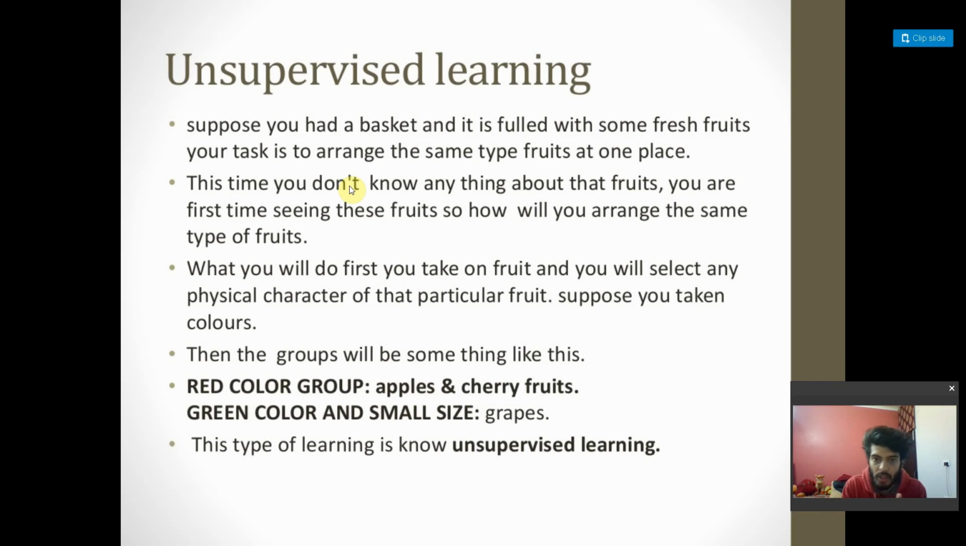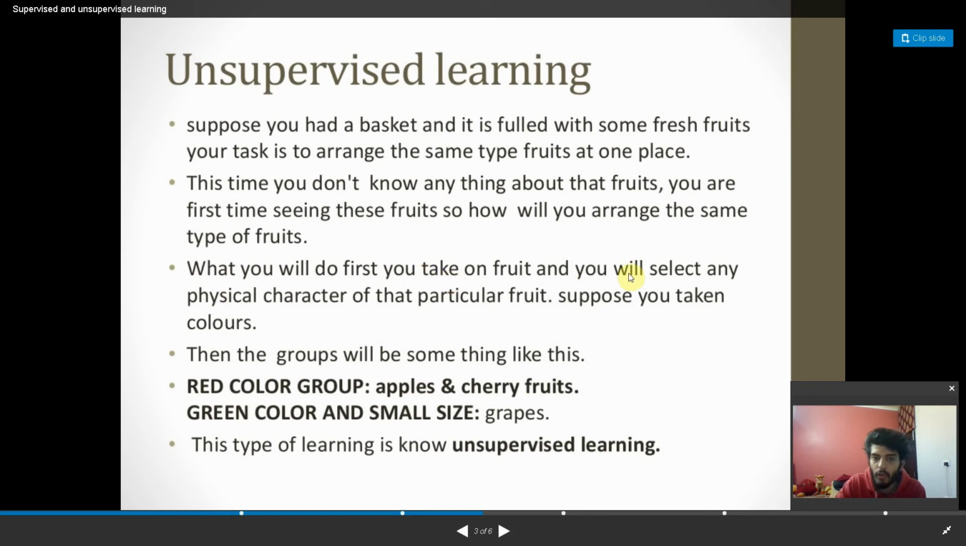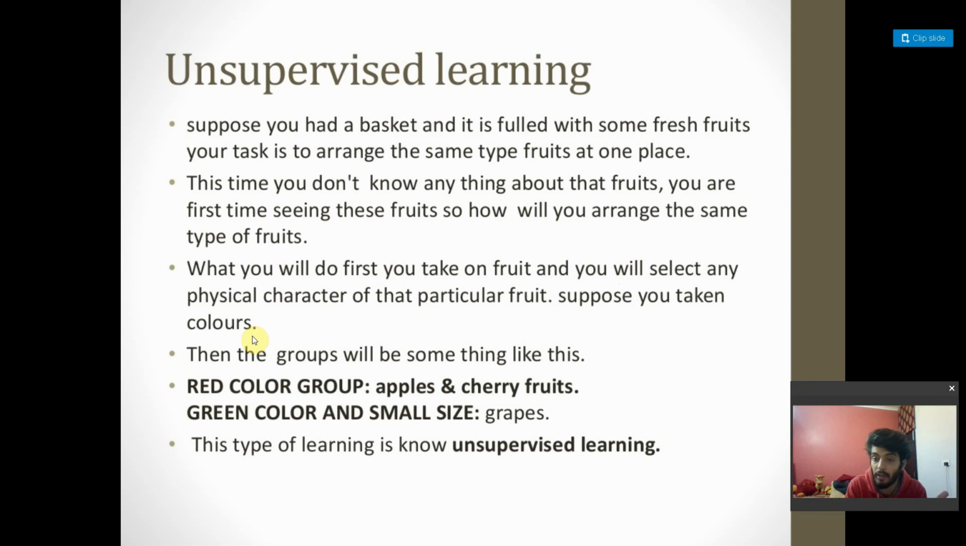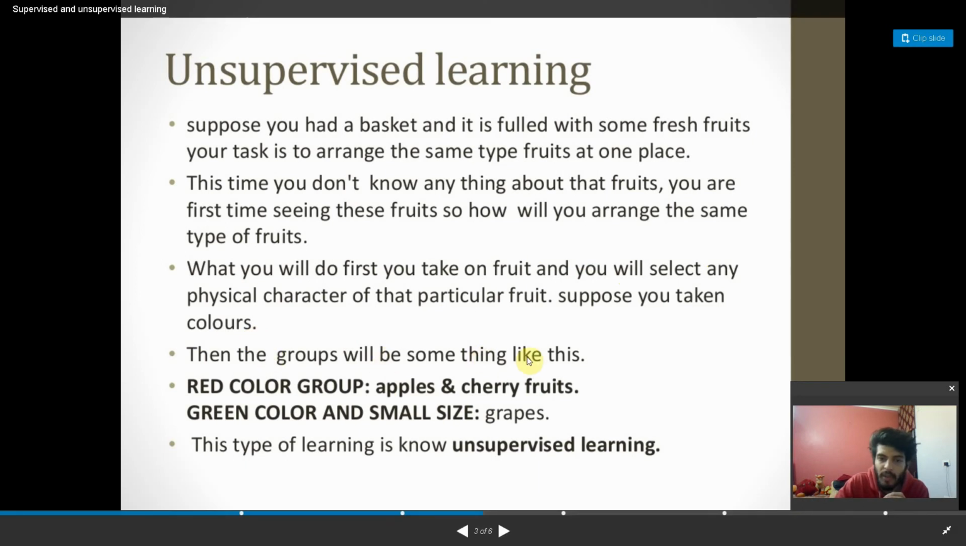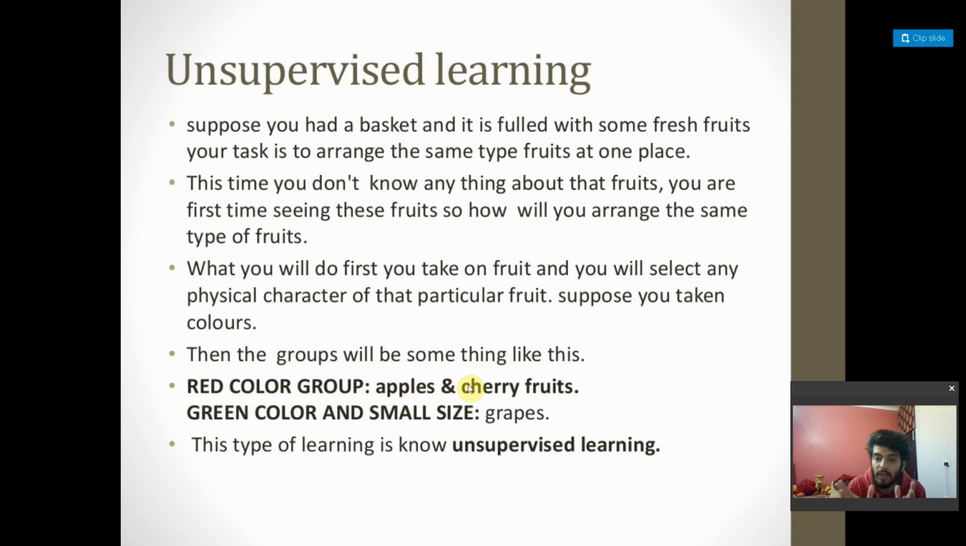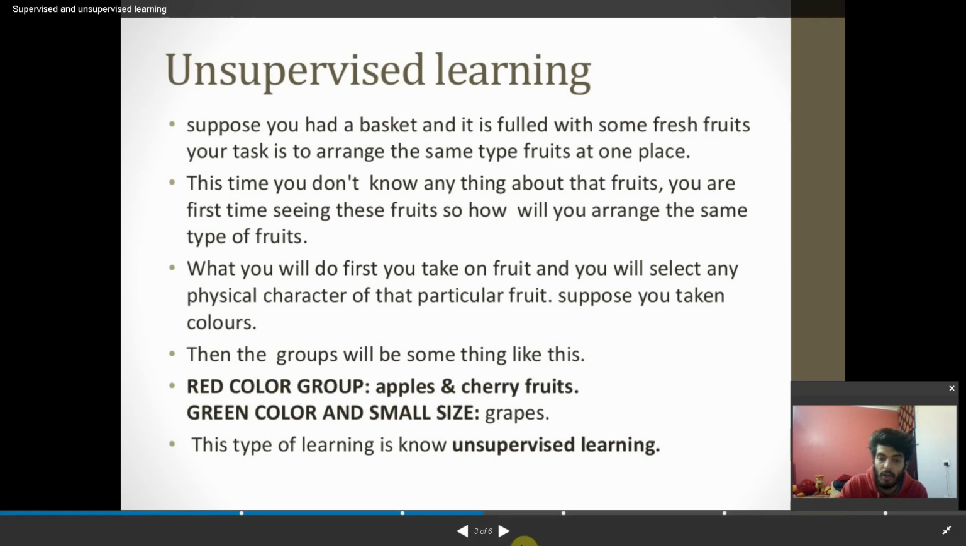So now we again need to classify the fruit. This time you take one fruit and select any physical characteristic of that particular fruit. Suppose you take the color. The groups will be something like this: red color group, apples and cherry. In the previous one, we could easily classify between apples and cherry. But now we are taking one particular physical characteristic of the fruit. So if it is red color, then apples and cherry, and green color and small size means grape. This type of learning is called unsupervised learning.